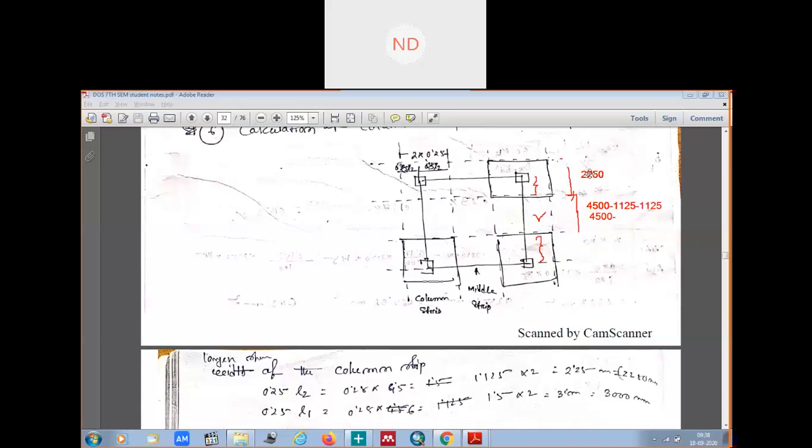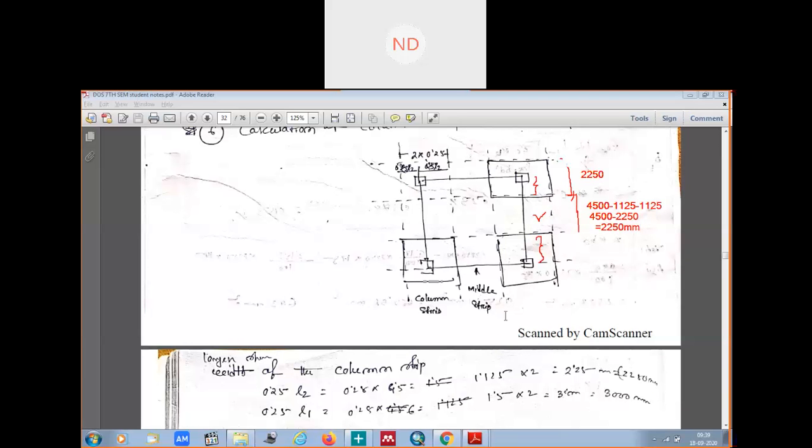Or you can do it also in this way, 4500 minus, you can do directly this full 2250. So what you will get here, if you calculate, will come to be 2250. Okay, so our width of the middle strip is how much? Now we got 2250. 4500 minus 2250 will be your 2250. So we got our width of the middle strip along the longer direction.